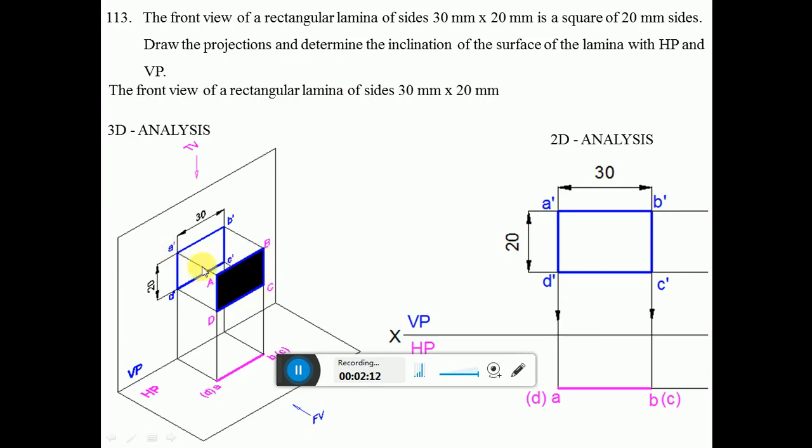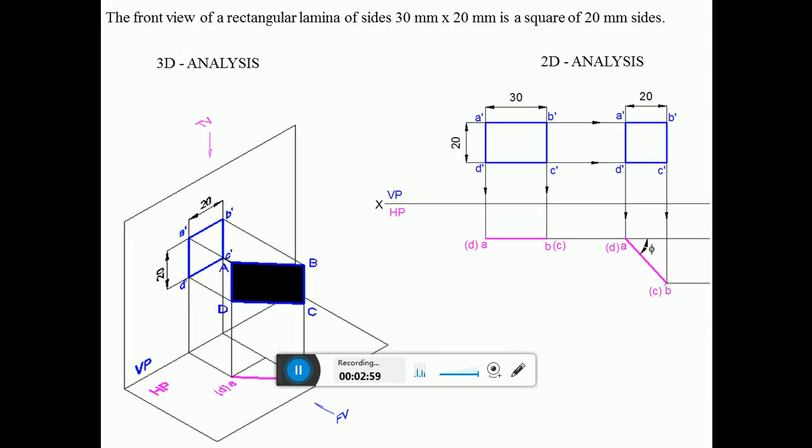All the points A, B, C, D are equidistant from the vertical plane. The distance with respect to the vertical plane can be assumed, and the distance with respect to the horizontal plane can also be assumed, that is, in front of VP and above HP, whatever distance we want. Then construct the rectangle. Since it is parallel to VP, it is perpendicular to HP, so you get a line here. Looking from the front, you get the true shape, the shaded portion you can see here.